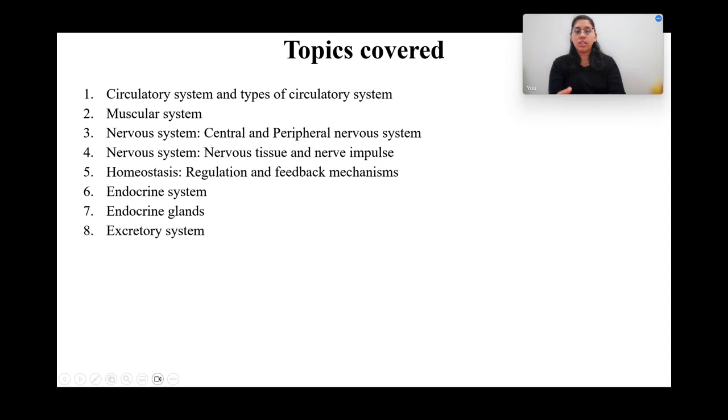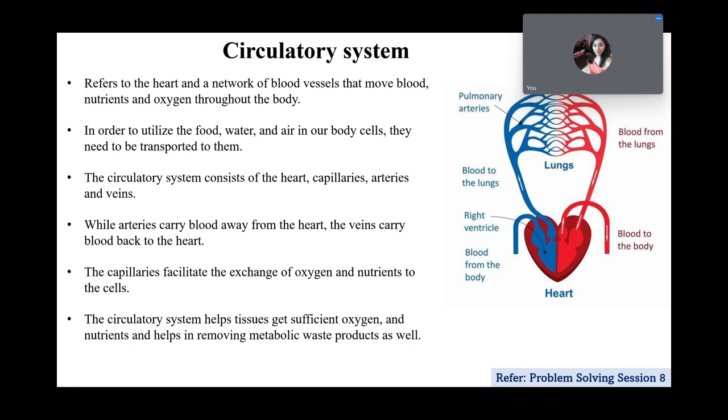This system is important because it helps tissues get sufficient oxygen and nutrients, and along with this it also helps in removing metabolic waste products. There are different types of circulatory system. They are open and closed.